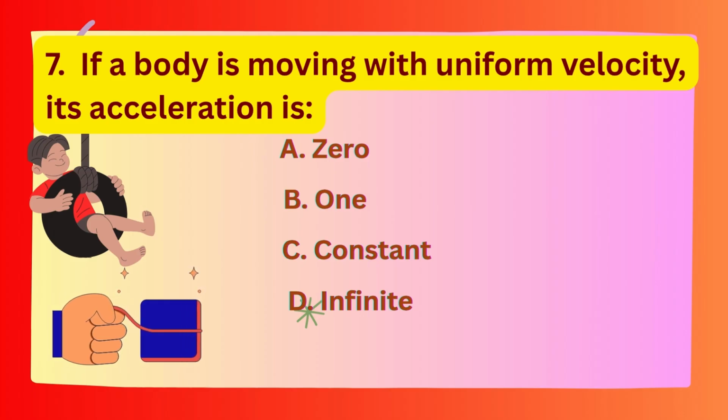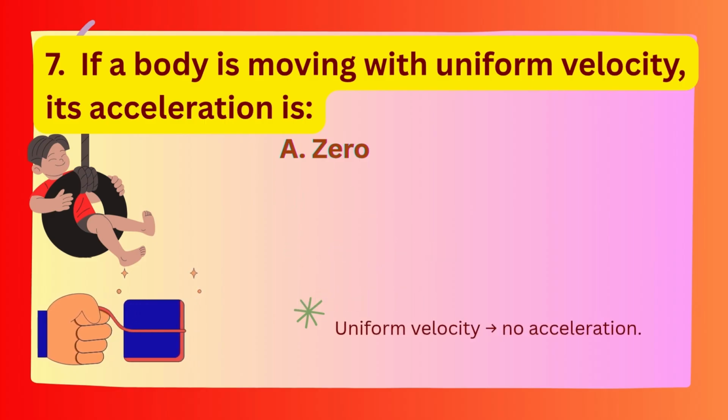If a body is moving with uniform velocity, its acceleration is: A. 0, B. 1, C. Constant, D. Infinite. Answer: Option A. 0.